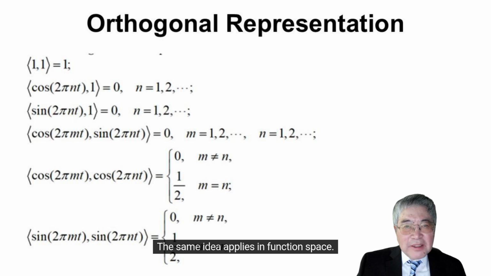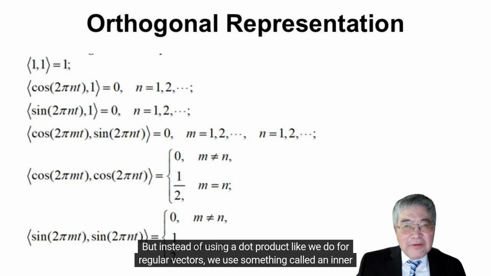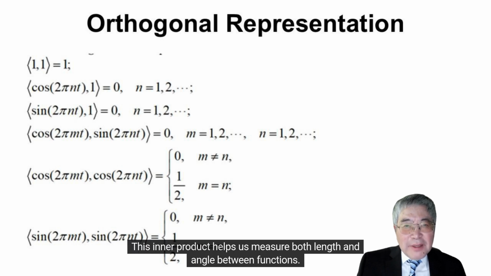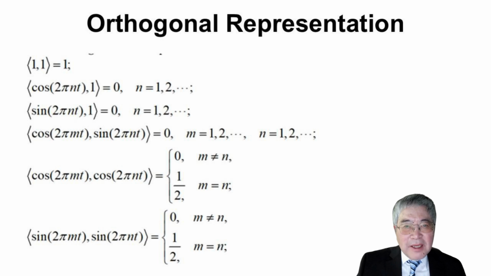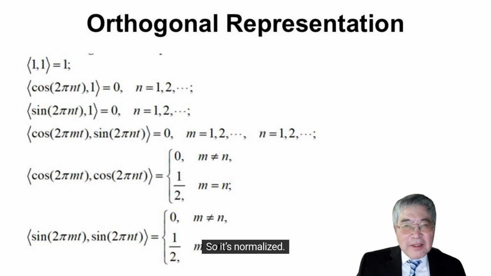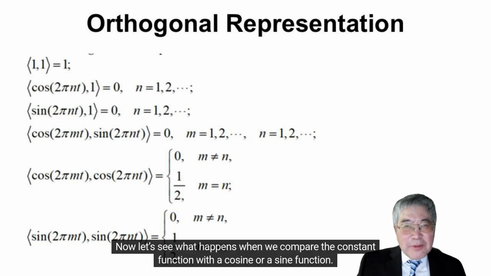The same idea applies in function space, but instead of using a dot product like we do for regular vectors, we use something called an inner product, which is defined using an integral. This inner product helps us measure both length and angle between functions. Let's walk through the specific relationships shown here. First, the constant function, just the number 1, has unit length. That means if we take its inner product with itself, we get 1. So it's normalized.